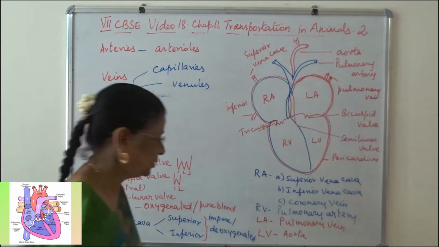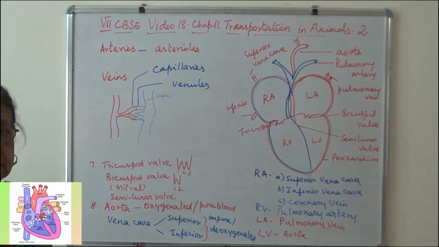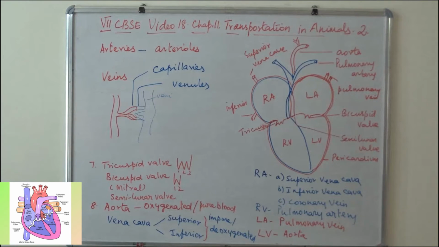I hope you are able to follow. Left atrium receives oxygenated blood from the lungs through the pulmonary vein. And from the left atrium to the ventricle, the pure blood or oxygenated blood reaches the aorta by the opening of the semilunar valve. I hope you could follow this.